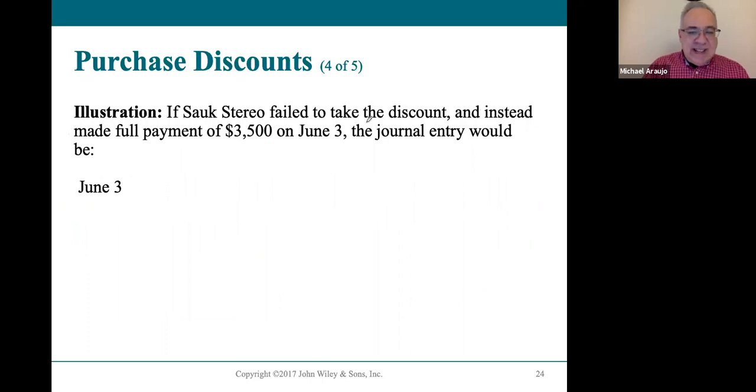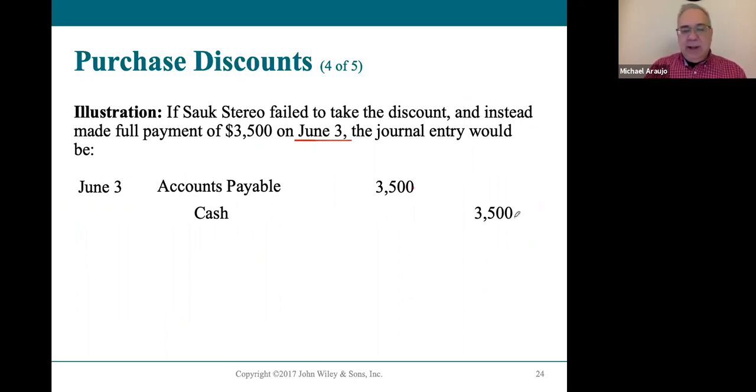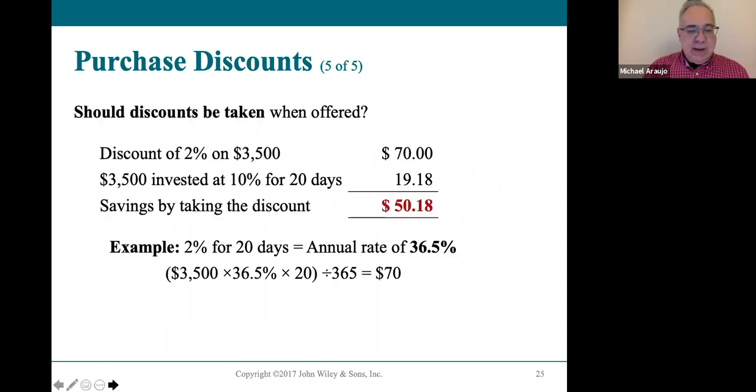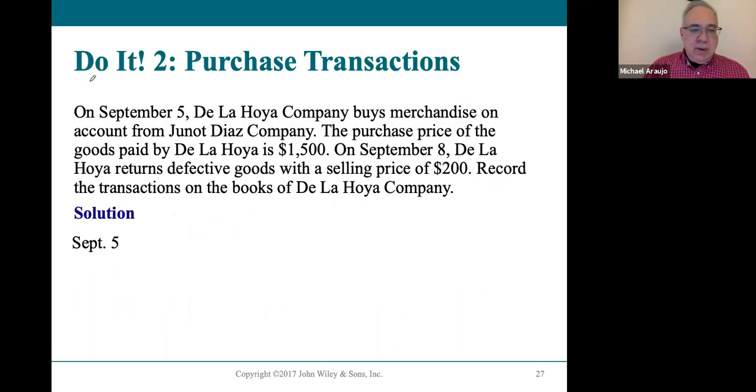What if they didn't take the discount and they waited until June? Simple. They debit accounts payable for the full amount, they pay cash for the full amount, and it's done. Piece of cake. Don't worry about those. And here we're at the end of learning objective 2. So this Do It exercise, again, focuses on the buyer. And you'll see this same Do It exercise again in learning objective 3, but from the seller's perspective. So let's take a look.